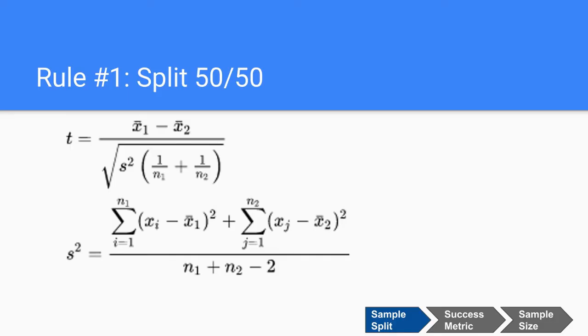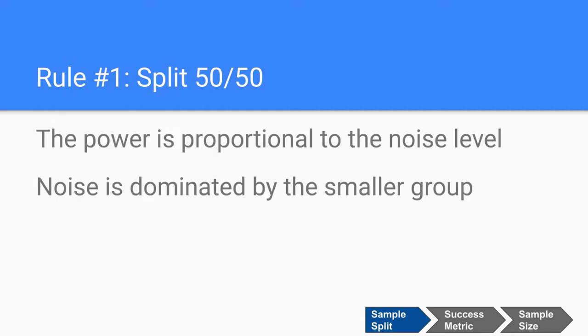The reason for this is behind these awesome equations, which I'll go over in a different video. But for now, just know that the power is dependent on the noise level, and the noise level is dominated by the smaller group. I have a question. How is 50-50 better than 80-20 or 90-10? Isn't it a lot better if I launch to 80 or 90% of the sample?